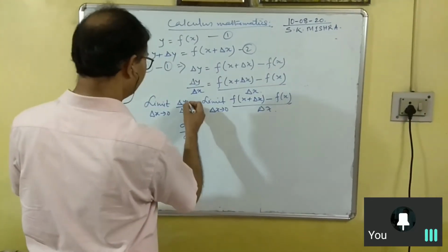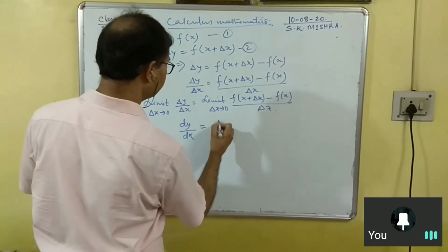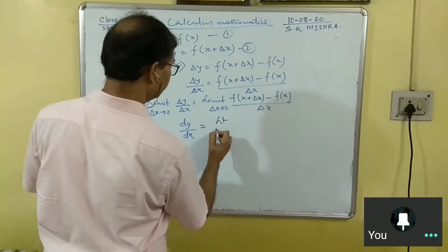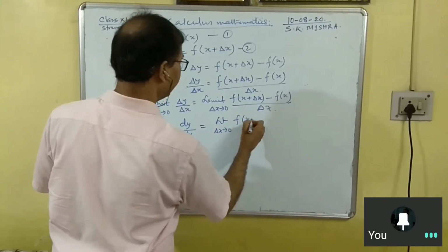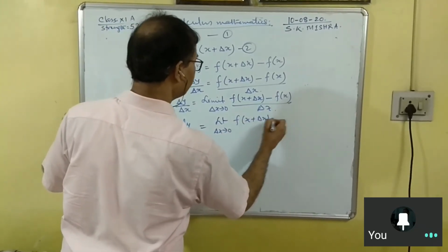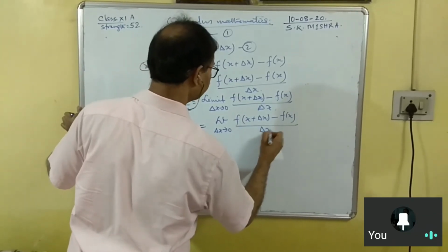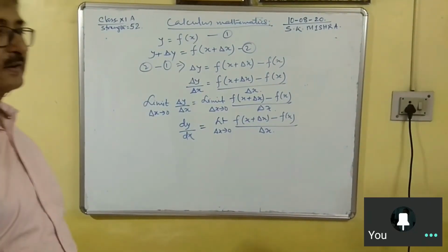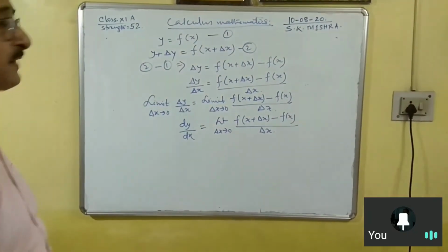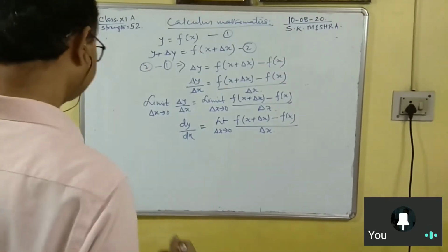Then delta y by delta x is nothing but dy by dx, and dy by dx is the limit, LT, delta x tends to 0, of function x plus del x minus function x, divided by del x. Now this is the basics of calculus, differential mathematics. This is called differentiation. Now I can show you the one relation.